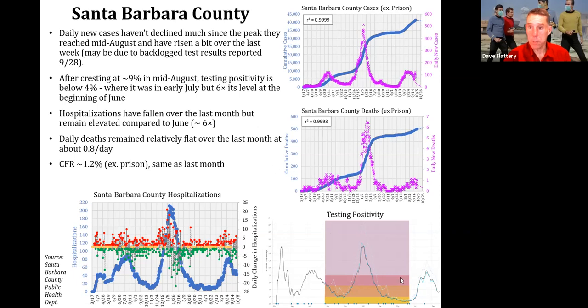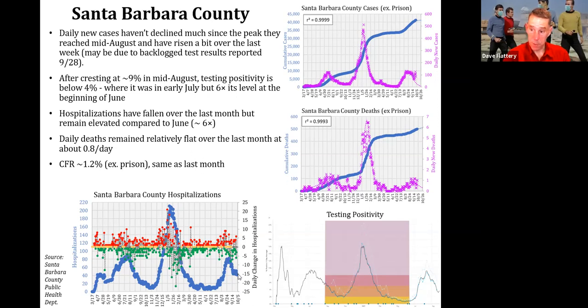In terms of testing positivity, we peaked in mid-August at about 9% positive, which is pretty high. These are the old yellow, orange, red, purple tiers that we used to have. So that was certainly in the purple in terms of the positivity. We're down into the orange now. We're about 4%, which is where it was in early July, but still about 6 times what it was at the beginning of June. So it certainly looks like we're heading down, but we haven't quite seen it yet in the daily new cases.